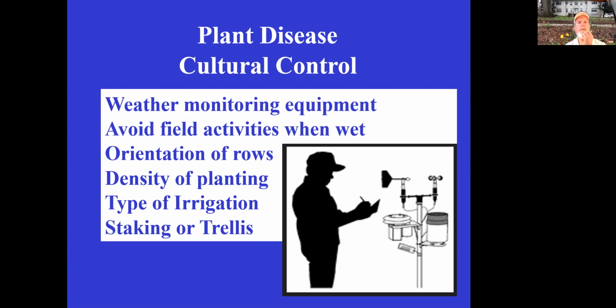Orientation of rows. Some people say north and south. That way, if the sun comes around, it dries things out quicker. But it's a little complicated if you've got it on a slope. Sometimes you have to make it so that you're going to keep the soil erosion, or try to have maximum sun to dry things out. Density of planting. Surely you can reduce the number of plants just to make it so there's more airflow and more sunlight hitting the plants.